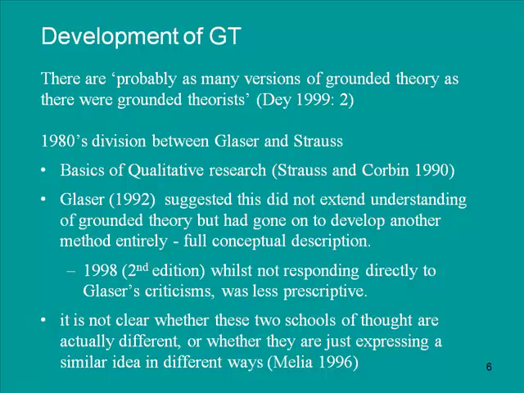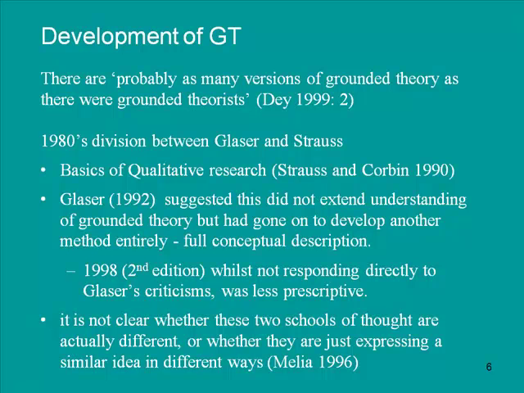Something that I think is really important, and has been well documented and discussed within grounded theory, is the division in the 1980s between Glaser and Strauss. And I think this is where people start to become, probably unhelpfully, quite polarised in their views about grounded theory. People start saying, I'm a Glaserian grounded theorist, or I'm a Straussian grounded theorist. And as I say, lots of bickering goes on.